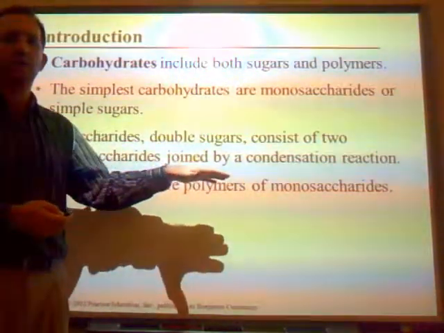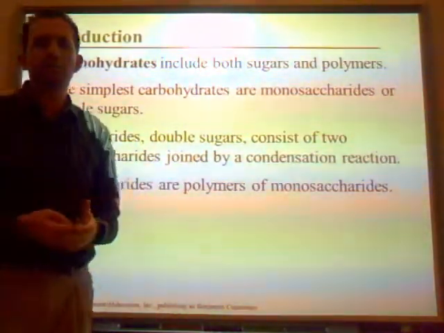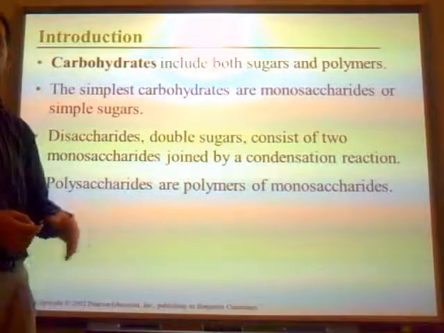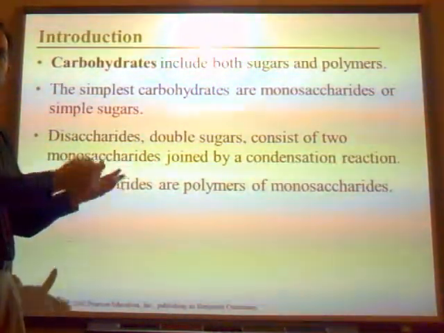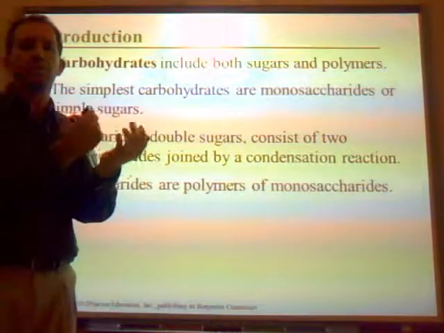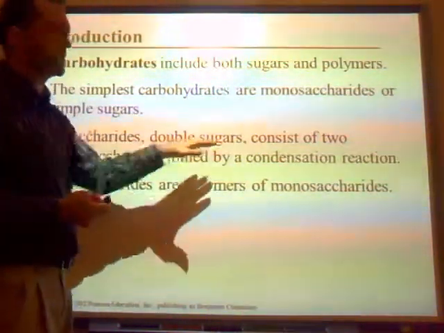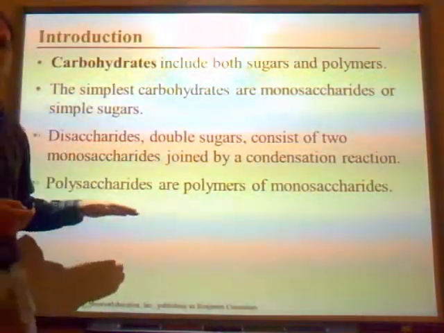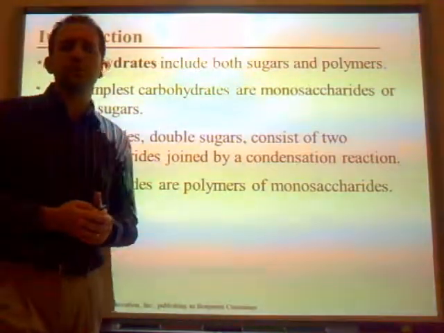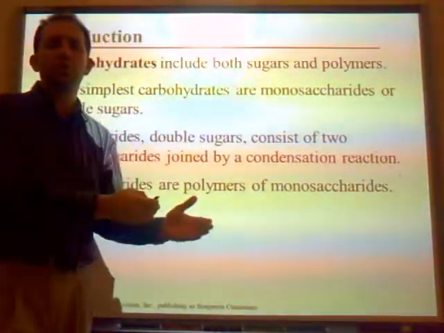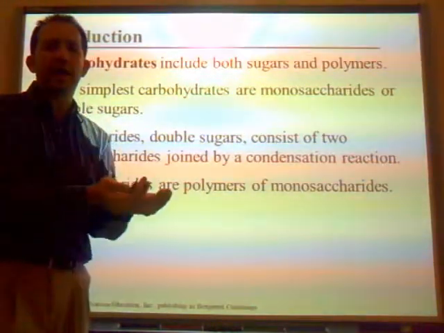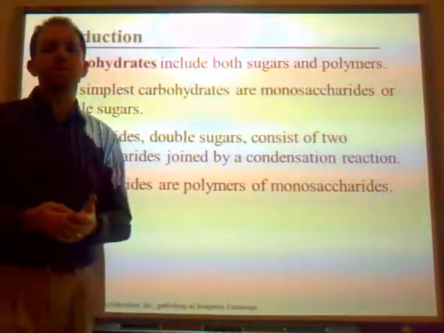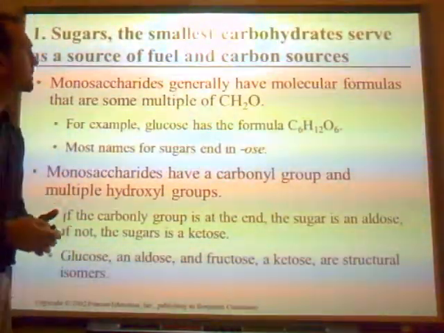Disaccharides are double sugars. The word di meaning two, saccharide again meaning sugar, so double sugar or two sugars. This happens through a condensation reaction. We take two monomers, or two monosaccharides, and put them together through dehydration synthesis, this condensation reaction, and build a disaccharide. The third class is the polysaccharides, which are the polymers. We take individual monosaccharides, add them together, and build really long-chained carbohydrates that we call polysaccharides.